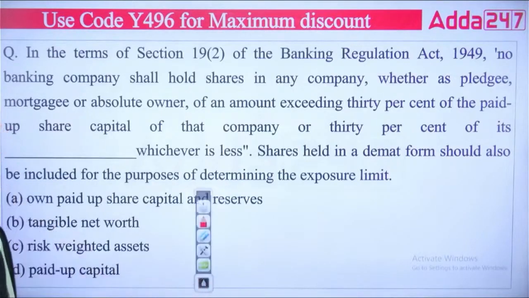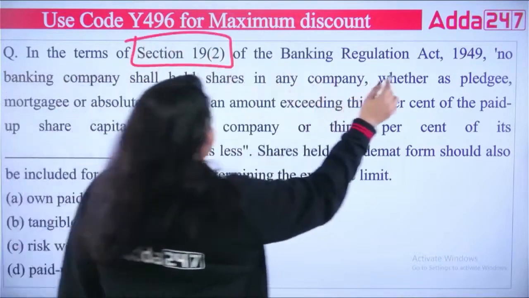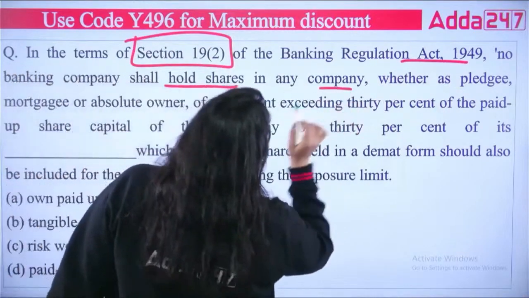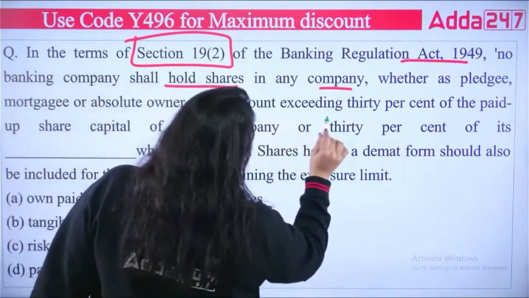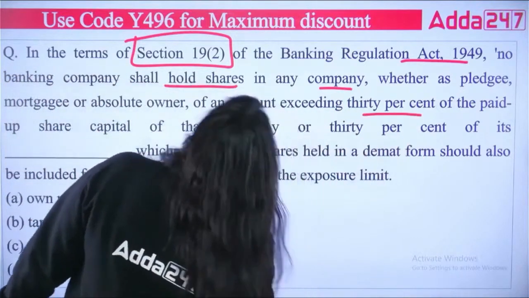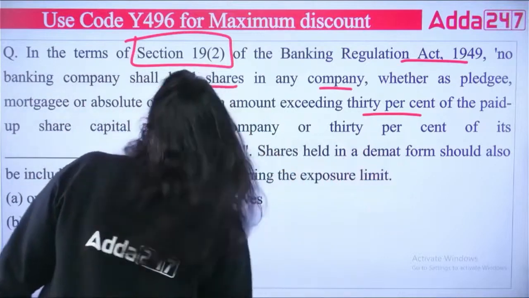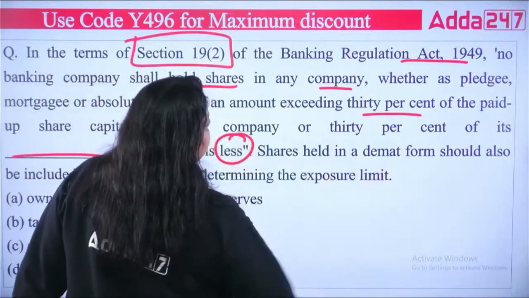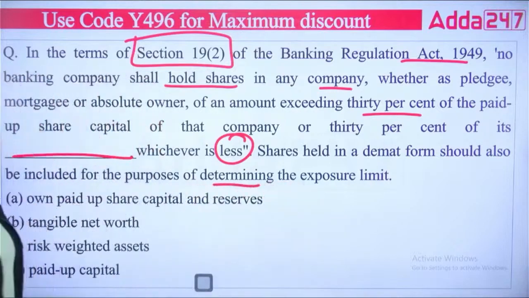Next we have a question talking about section 19(2) of the Banking Regulation Act 1949. No banking company shall hold shares in any company, whether as pledgee, mortgagee or absolute owner, of an amount exceeding 30% of the paid up share capital of the company or 30% of dash, whichever is less. Shares held in demat form should also be included for the purpose of determining the exposure limit. So what do you think? Which of the following is correct?